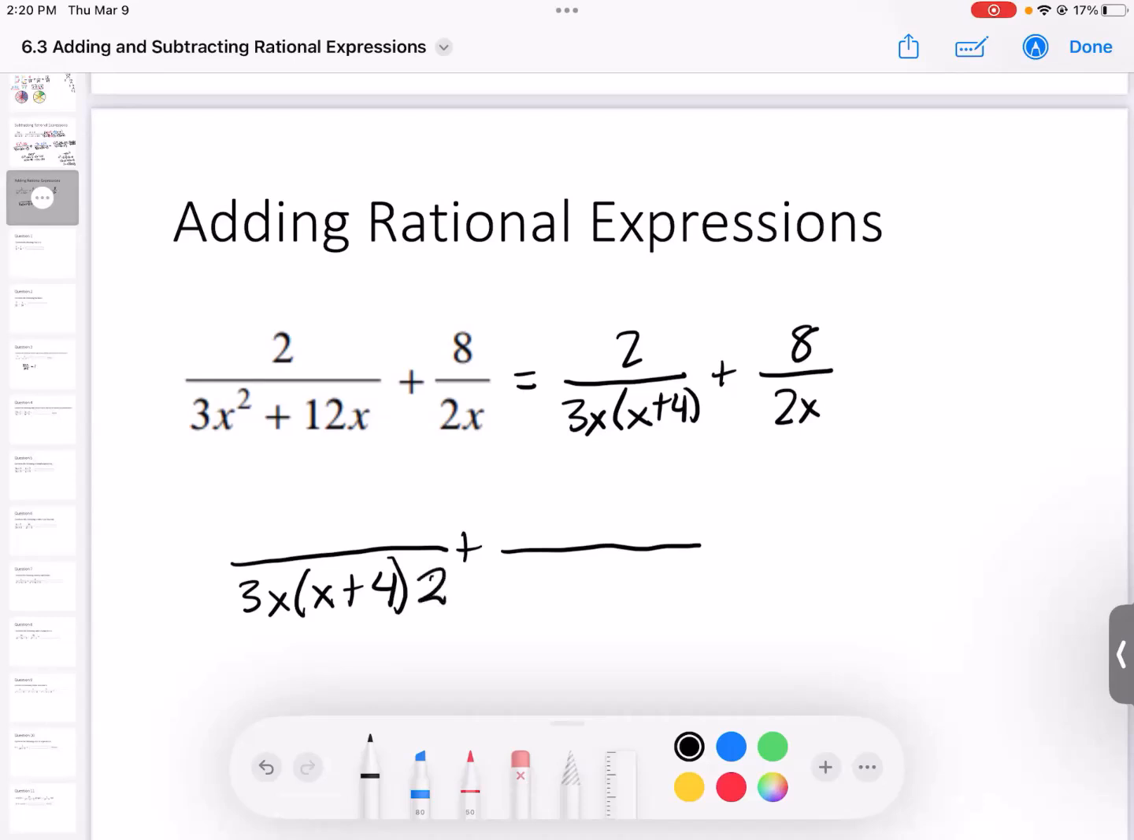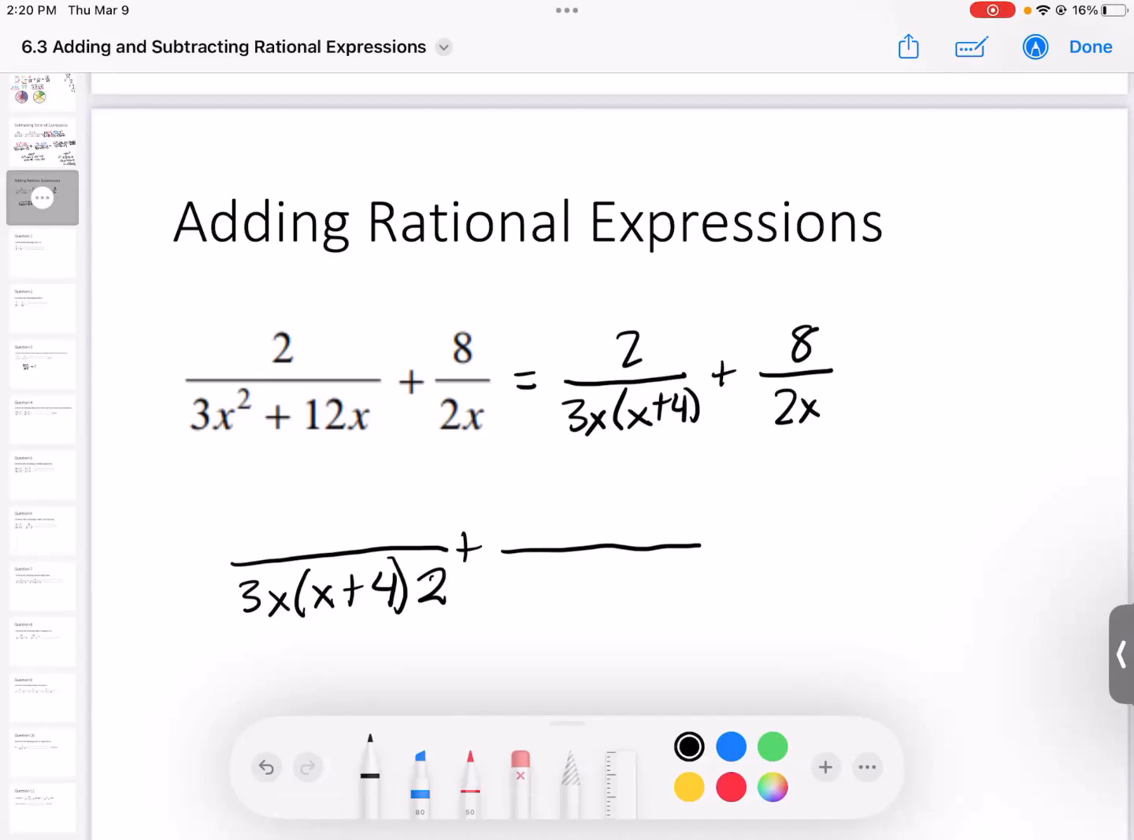So I need to put a 2 in there. And then it needs to have an x, but I already have an x as one of my factors, so I don't need to list that again. Now, this is not really the easiest way to list this because you're like, oh, 3 times x plus 4 plus 2. But usually we put all of our coefficients at the beginning.